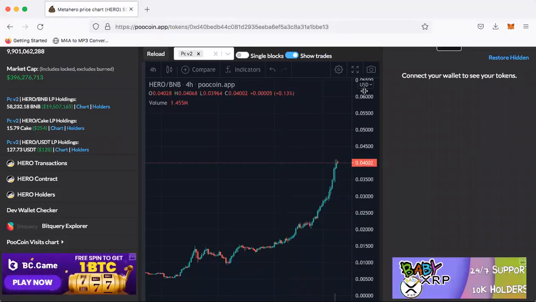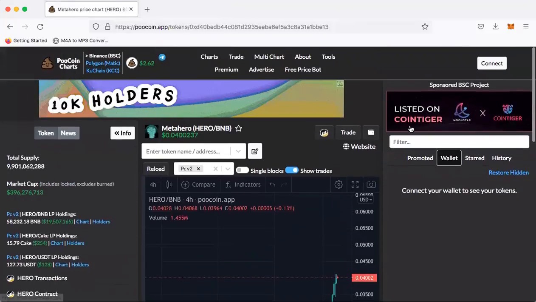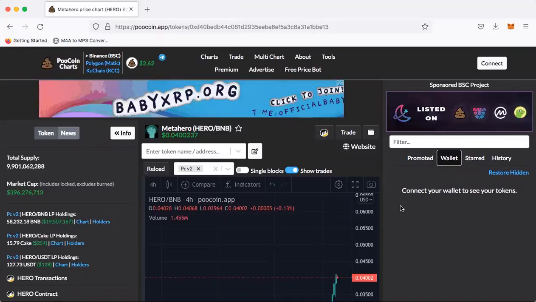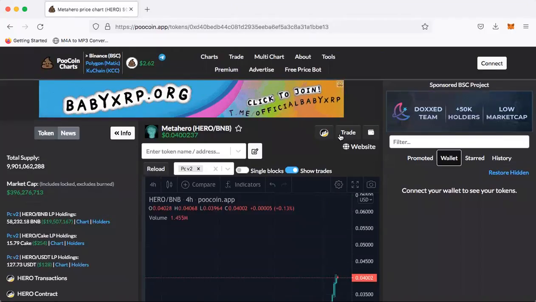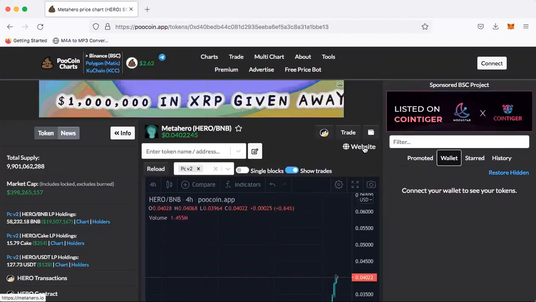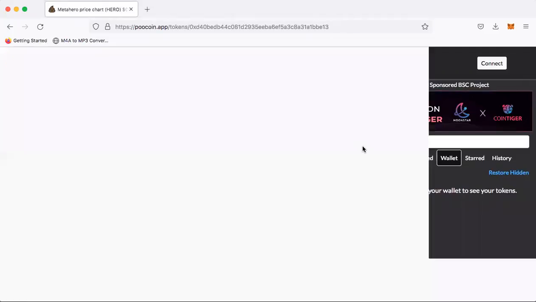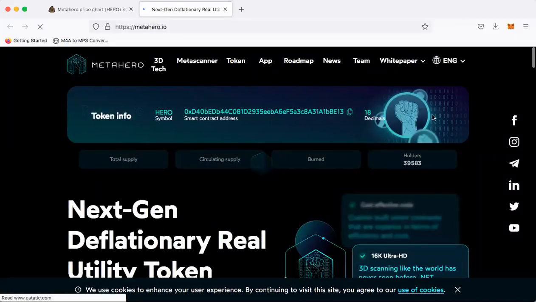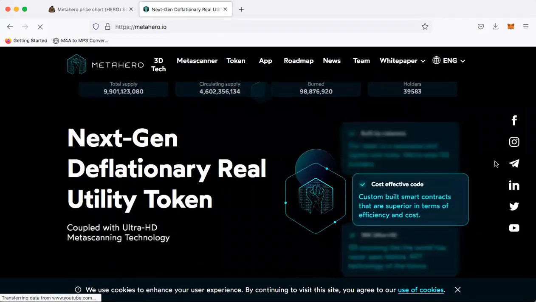We're just going to quickly go and have a look at their website, guys. Get a little bit of information about the token, because I like to myself use PooCoin. So I go and find out all the information, whether it's the BscScan, checking the holders, checking the website. Most good coins always have their website available on the PooCoin. So this is Metahero now, guys. Next generation deflationary real utility token.